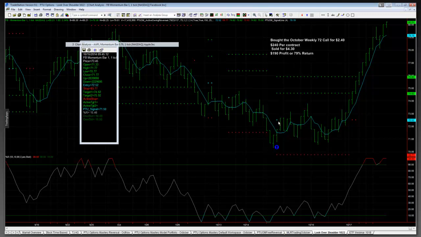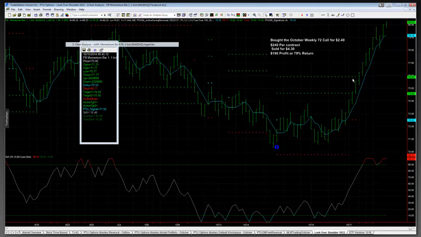So what I did is I went in and I bought the October weekly 72 call for $2.40. For those of you that are new to options, for $240 per contract, it's giving me control of 100 shares of Facebook stock at $72 a share for one week's time. Facebook, as you can see, has rallied up to $80 a share. If you're still holding that weekly 72 call, you have the right to buy 100 shares at 72. You can buy at $8 cheaper.